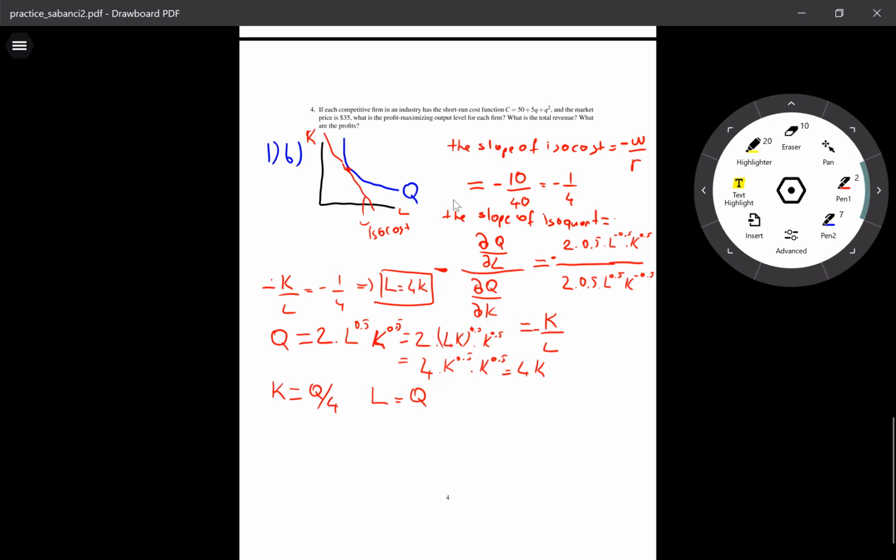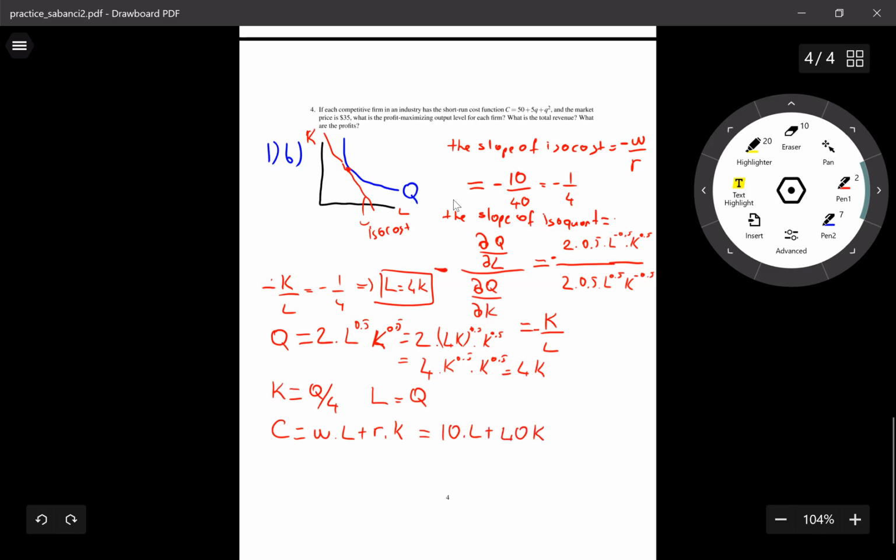Then my long run cost function is: cost is equal to W times L plus R times K. W is 10, so 10 times L plus 40 times K. Instead of L, I will write Q, and instead of K, I will write Q over 4. Since I have also 40 here, it will be 10Q plus 10Q, which will be 20Q. So the long run cost function is 20Q.